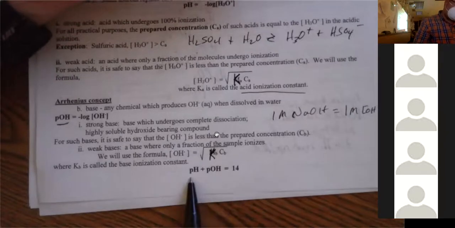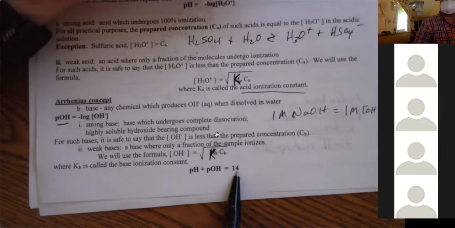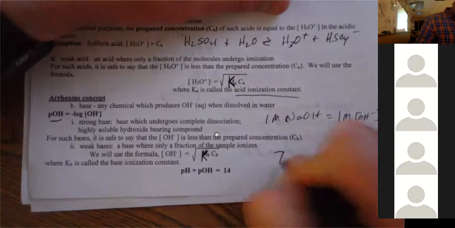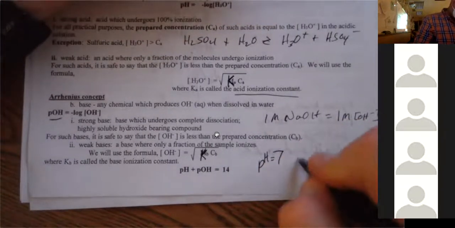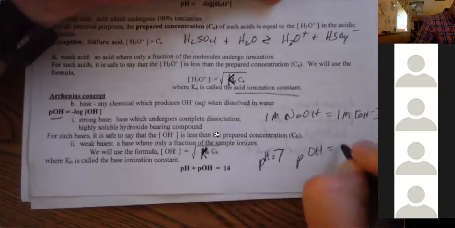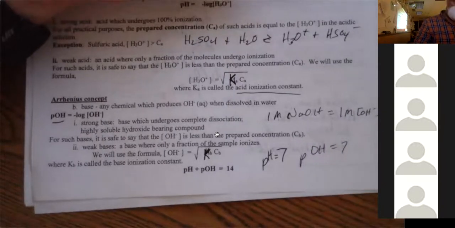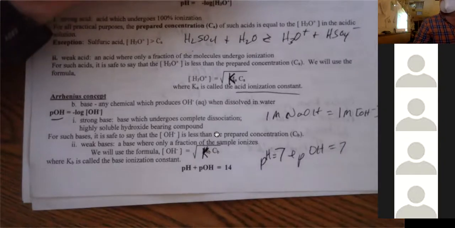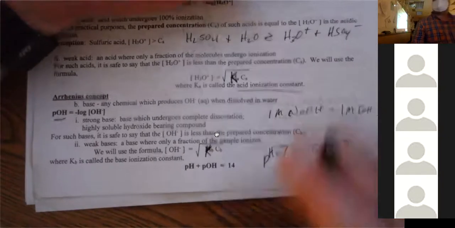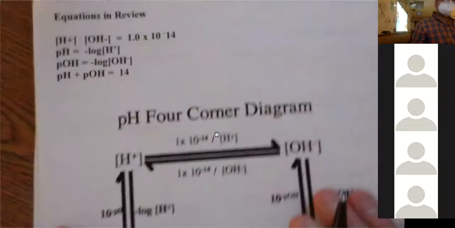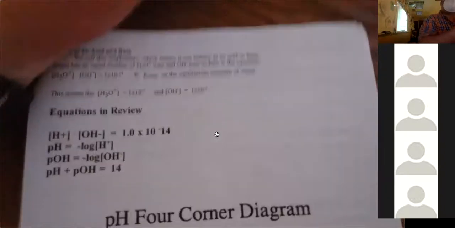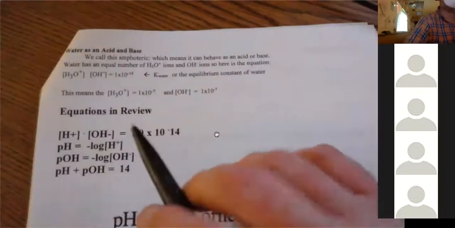The pH plus the pOH always equals 14. That means that if the pH equals 7, that's right in the middle. The pOH also equals 7. That's what we call pH balanced. So if we take a look here, these are the 4 formulas that we're going to be using.